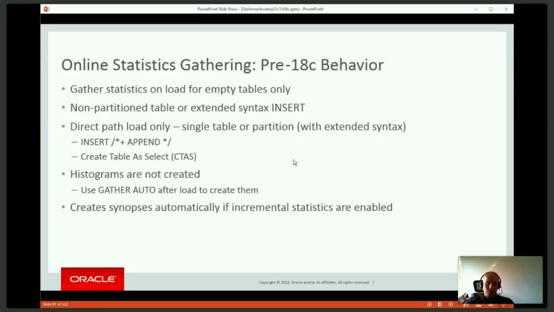So that's what you had pre-18. But the key limitation really with this is that if you used insert append and the table is not empty, you would not get statistics incrementally maintained. You wouldn't be updating statistics each time you appended new data.